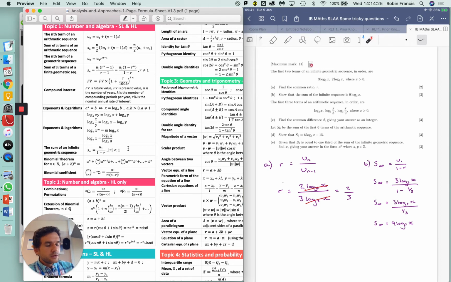Okay, a little pause in the question now. We've got a new paragraph starting here, and there's something new going on. So the first 3 terms now of an arithmetic sequence, so we need to switch our focus when it comes to the formulae that we're using.